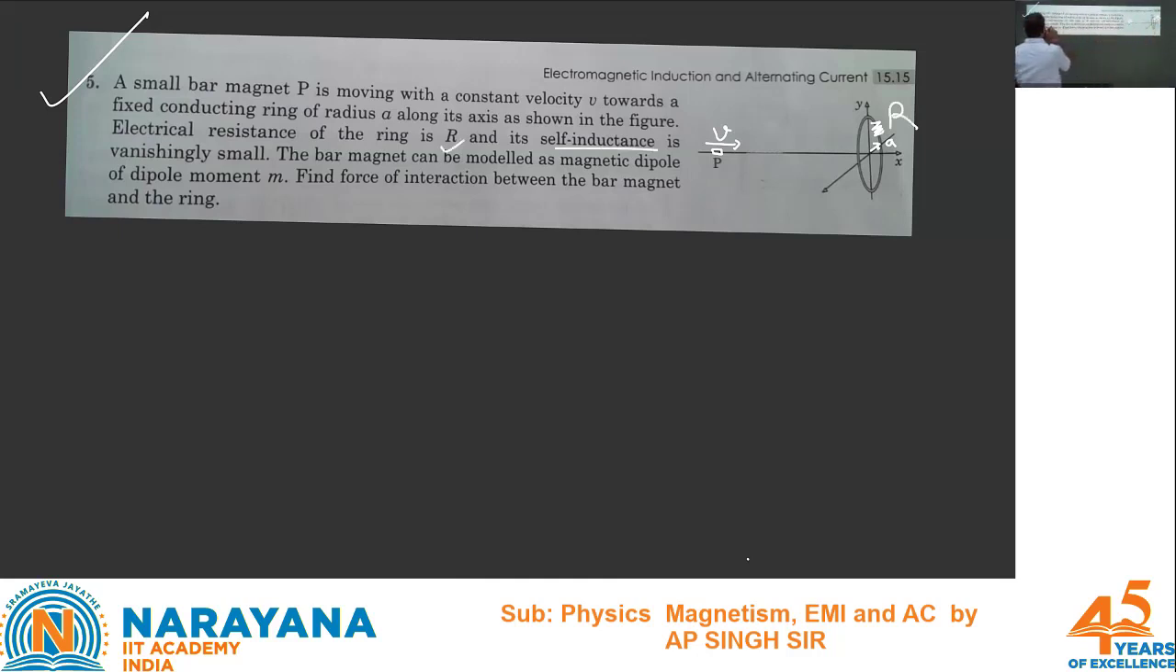Self-inductance is vanishingly small. He gave L equal to 0. That helps, and the analysis becomes a bit easy. So no self-inductance. And he's saying this bar magnet can be modeled as a magnetic moment, small m, or mu m, or pm, whatever it is. So he wants the answer in terms of this coordinate. Remember, your answer will come in terms of position.